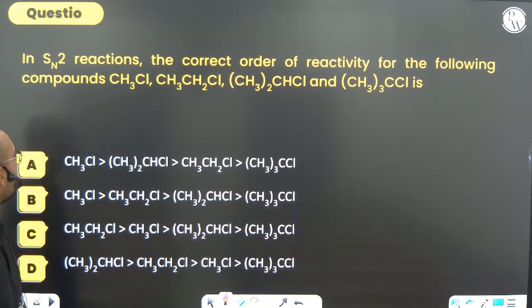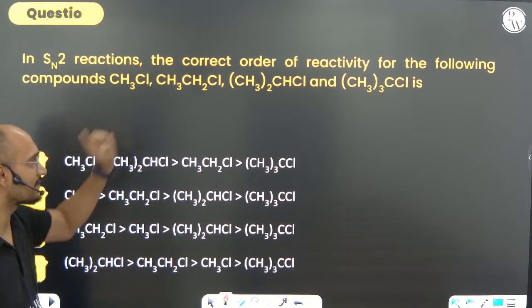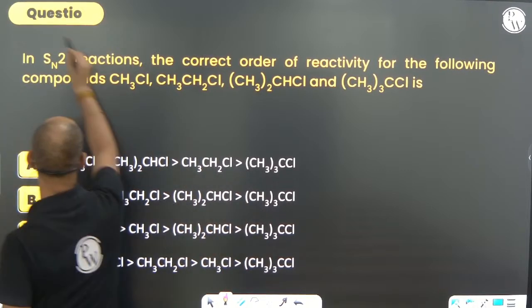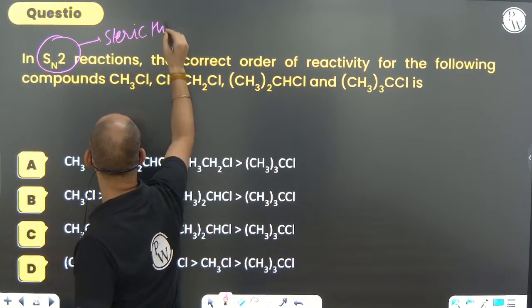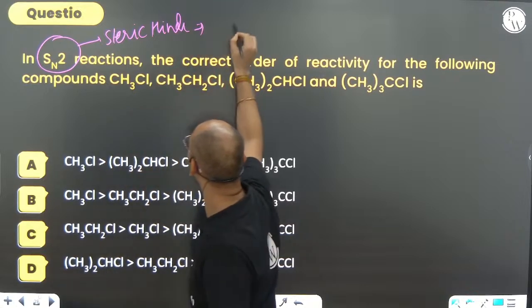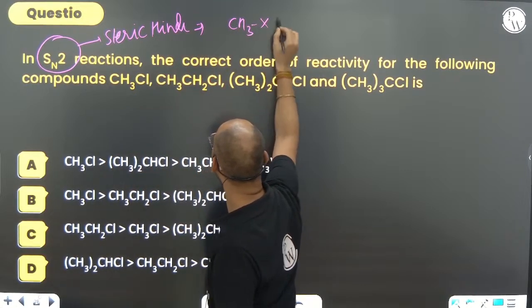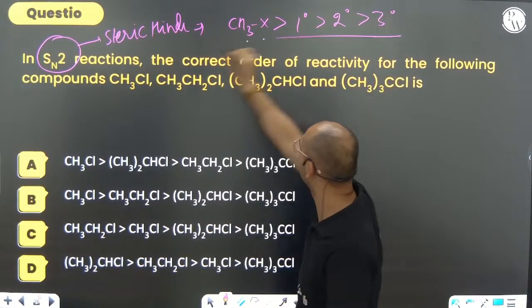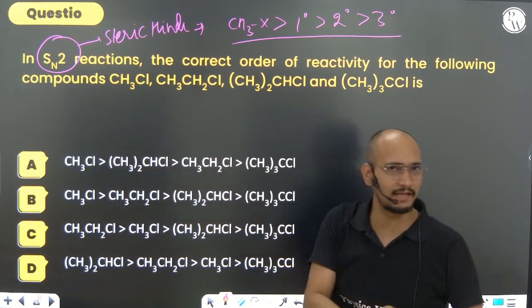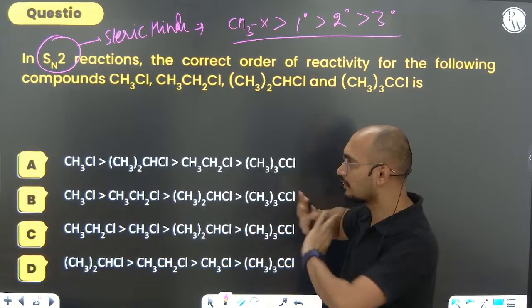Next, for an SN2 reaction, the correct order of reactivity for the following compounds. What do we look at for SN2? Steric hindrance. So always remember, methyl halide is more than 1 degree, more than 2 degree, more than 3 degree. 3 degree does not give SN2, just like 1 degree does not give SN1. 3 degree does not give SN2.